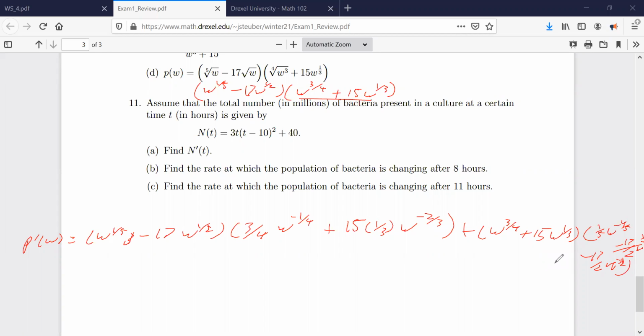It's a bit long and messy, but there's a lot of individual steps, but I don't think any of the individual steps should be too hard for you guys. It's just the changing to the exponent form, simple power rule, and product rule.